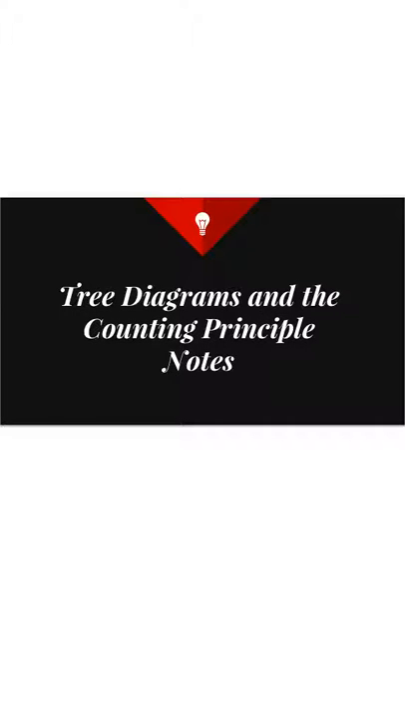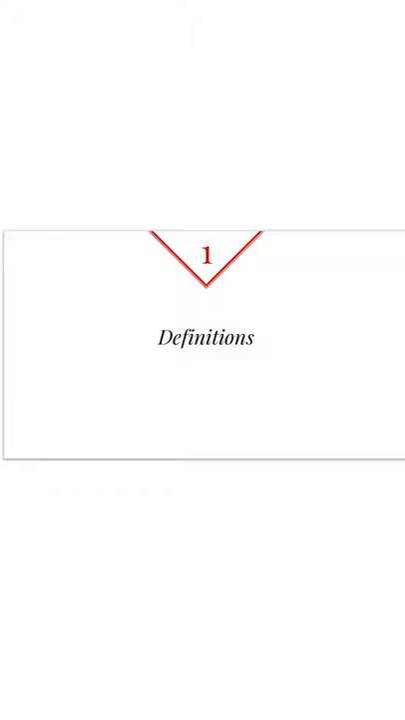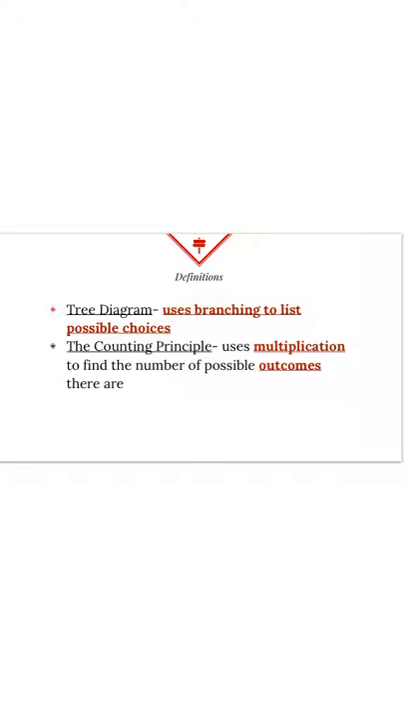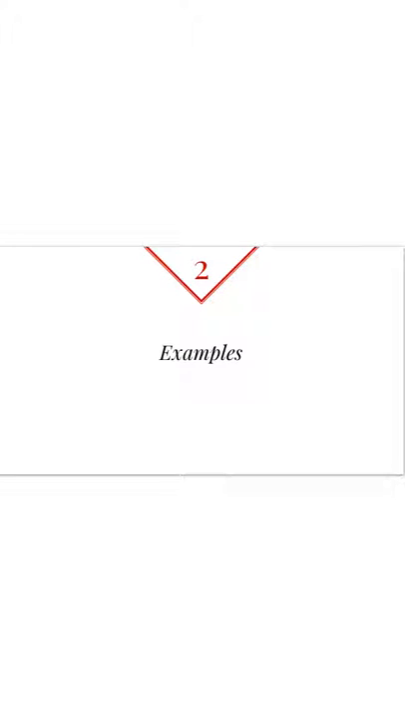Tree diagrams and the counting principle notes. First, let's look at some definitions. A tree diagram uses branching to list possible choices. The counting principle uses multiplication to find the number of possible outcomes there are. Let's look at some examples.